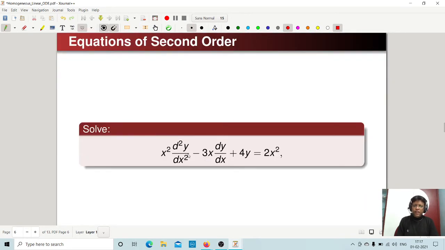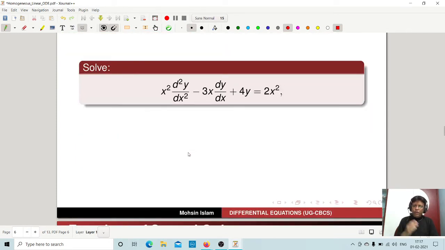Now let's solve a problem in front of you so that you can understand things. Our problem is a second order, linear homogeneous differential equation. You have x squared with the second order derivative, and x with the first order derivative. This is the identification of this type of differential equation. This is your homogeneous linear equation. So how will you solve it?